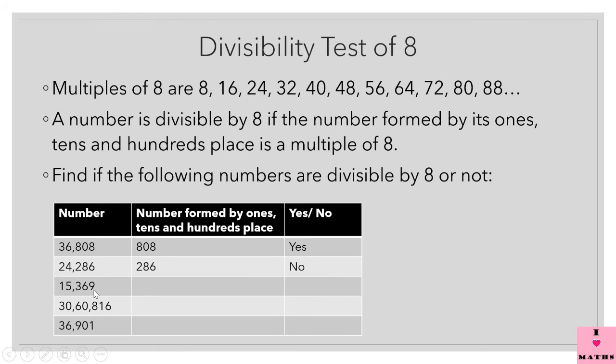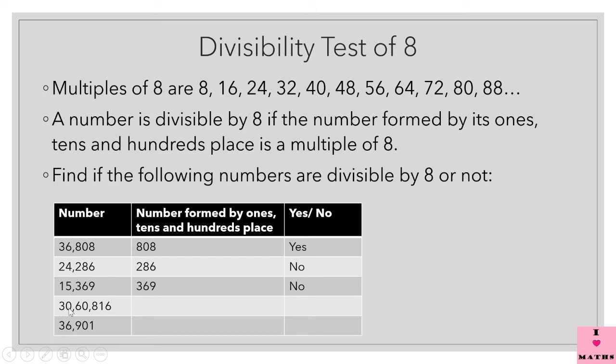15,369. We have to check 369. Okay. 8 twos are 16, 8 threes are 24, 8 fours are 32. So 36 minus 32 gives us 4. Copy 9, 49. 8 sixes are 48, 49 minus 48 is 1, remainder is 1. So 369 also is not a multiple of 8. So this number is also not a multiple of 8.